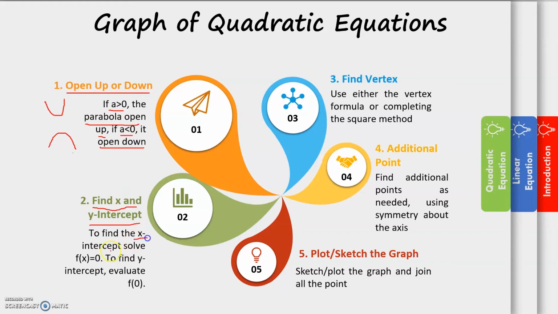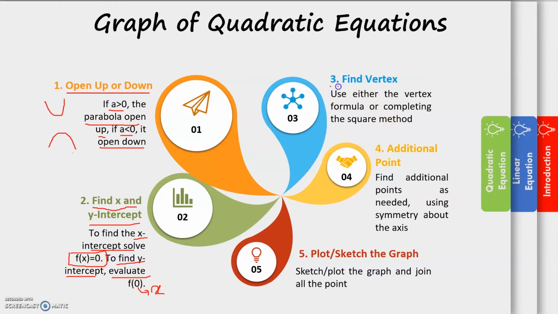Step number 2, we need to find the x and y-intercepts. To find the x-intercept, we need to solve the function f(x) equal to 0. This means you need to use your knowledge on how to find roots of a quadratic equation. And to find the y-intercept, we need to evaluate the function when x is 0.